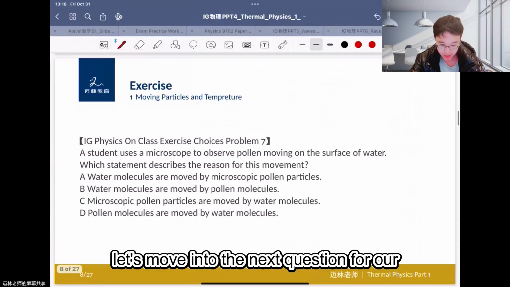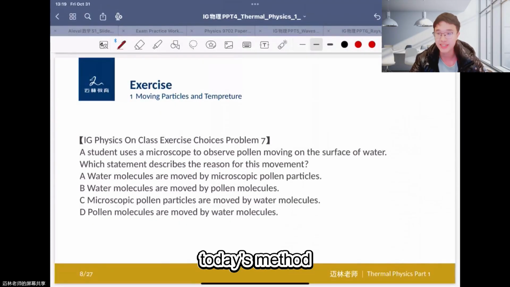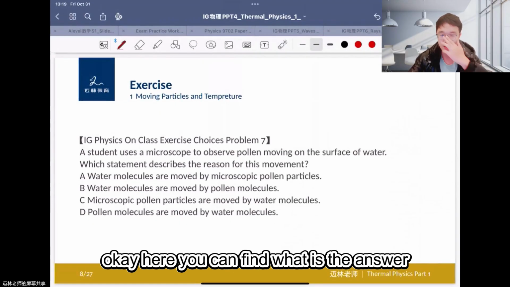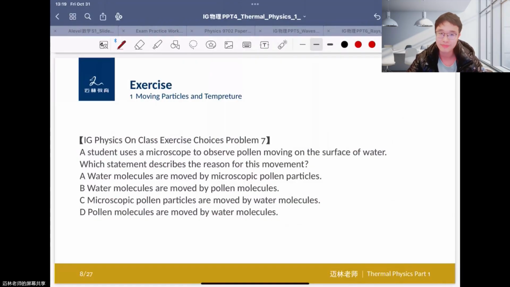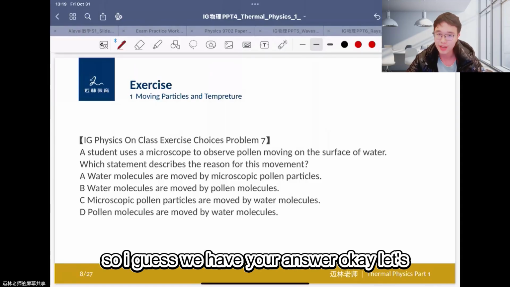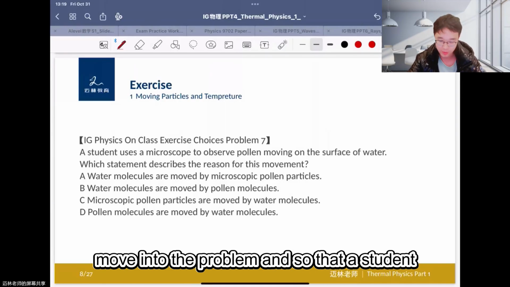Okay, so let's move into the next question for today's lesson. Here you can find the problem; try to solve it, please. Okay, so I guess you have your answer. Let's move into the problem.